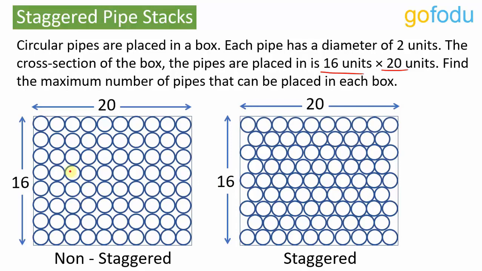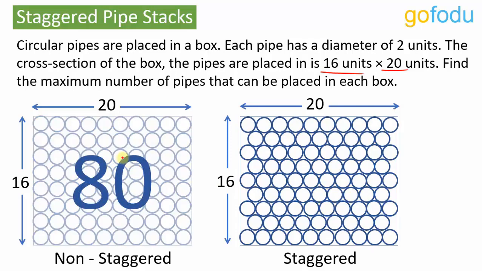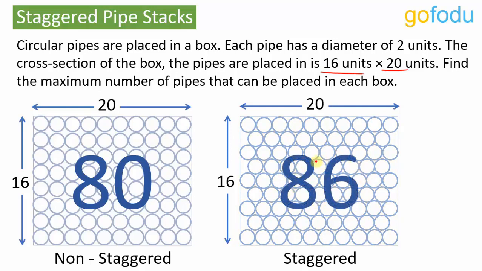Now in the non-staggered pattern we could put 80 pipes, right? And in this staggered pattern, if you go about counting, there are a total of 86 pipes placed, and this is the maximum number of pipes which we can fit in. Now let's see how to calculate this without actually counting.